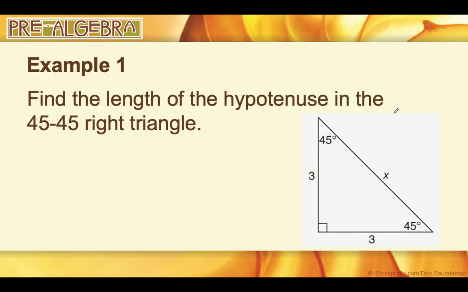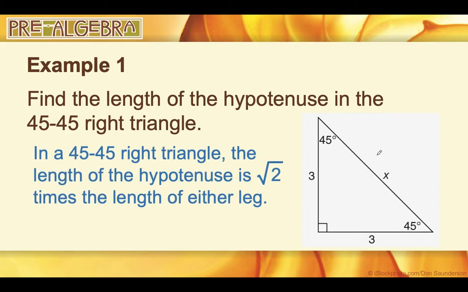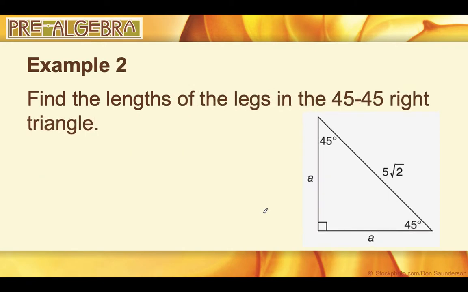Let's do some examples. I've got a 45, 45, 90 degree triangle, and I want to know the length of the hypotenuse X. Remember, the hypotenuse is going to be whatever the leg is times the square root of 2. Therefore, X is going to be 3 times the square root of 2. I can't simplify the square root of 2 anymore. That's your final answer, 3 root 2.